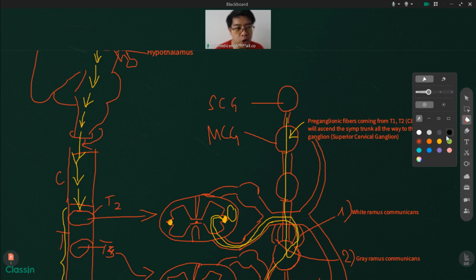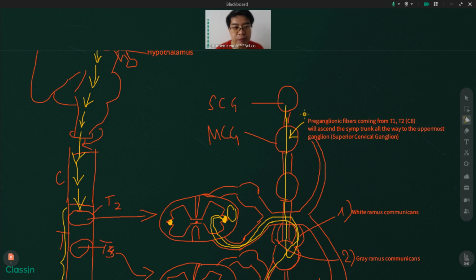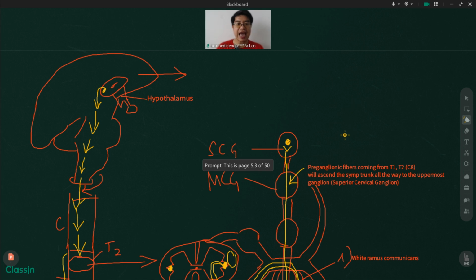These neurons will go all the way up here, from T1, T2, and sometimes C8. It will go all the way up here and synapse with the second neuron. And lo and behold, what does that second neuron go to?